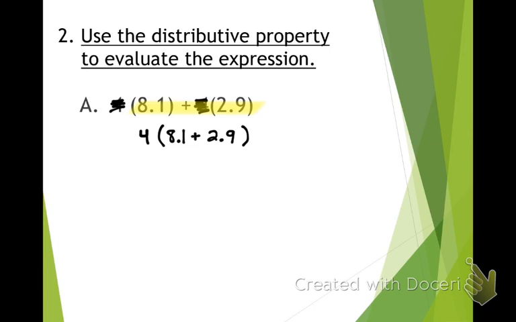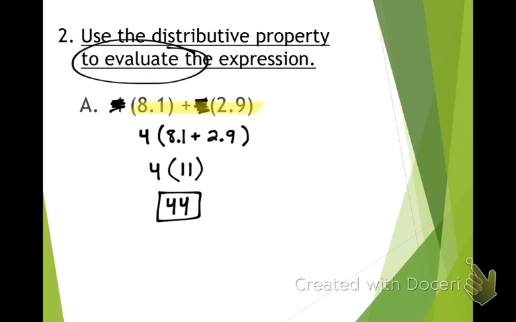What should I do first? Am I multiplying with the 4, or doing my work inside the parentheses? Parentheses always say, do me first. So before we do anything else, we've got to do our work inside the parentheses. What is 8.1 plus 2.9? 11. So I just bring down that 11 times 4. Guys, what's 4 times 11? 44 is your answer. And if you go back up here, you see we have to evaluate. That means we have to solve and get our answer. And the answer is 44.